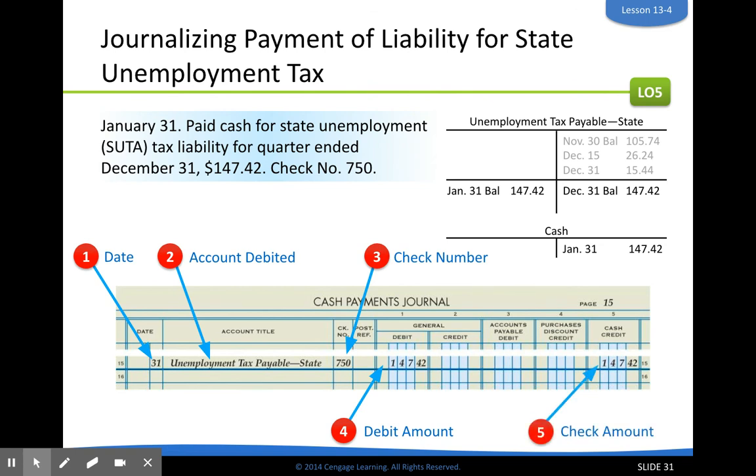So in 13-4, we have three journal entries, all in the cash payments journal, where the employer is paying what they owe to the government. And that is section 13-4.